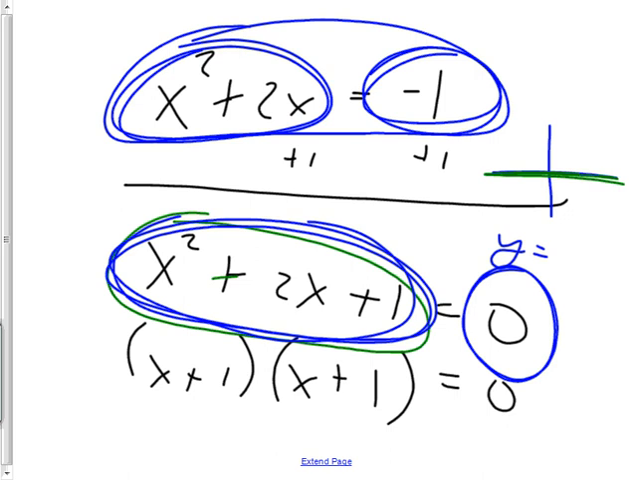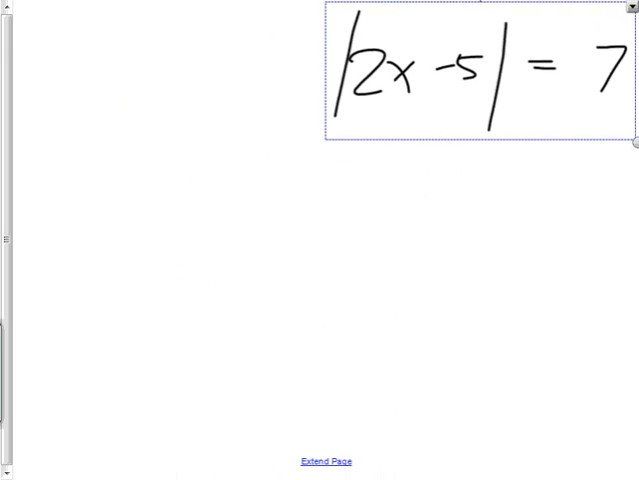One more thing. You're going to be asked to graph some absolute values, like, for instance, this: the absolute value of 2x minus 5 is equal to 7. So what you do is graph both sides and see where they cross. Let's do that. But where in the heck is the absolute value? You don't even have to know.